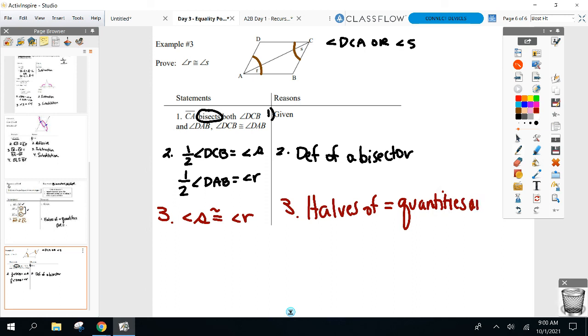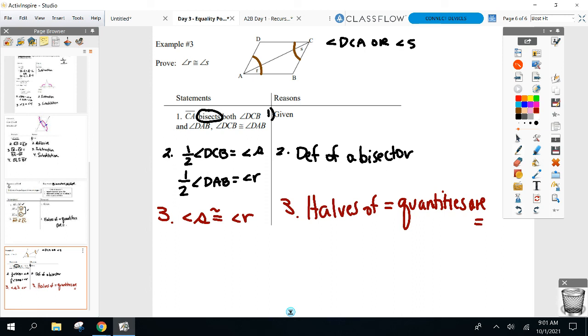So would it be substitution? No, nope. I don't have any repetition. Ready? That's DAB, that's DCB. I can't take R and plug it in here because those aren't equal. See what I mean? So that's why we're using halves of equal quantities. No substitution here. You've got to have equal quantities. You've got to tell me you're taking half of them before you're allowed to use halves of equal quantities.